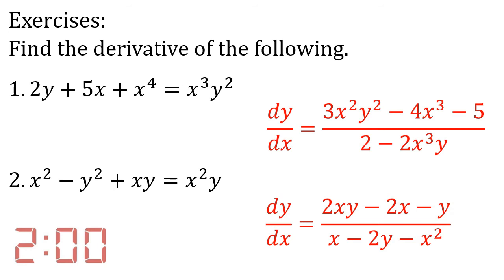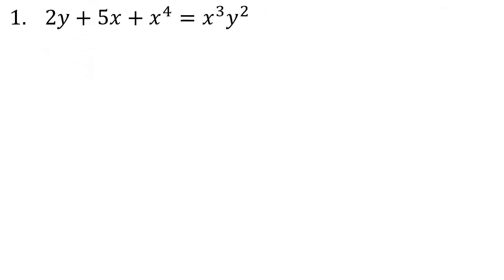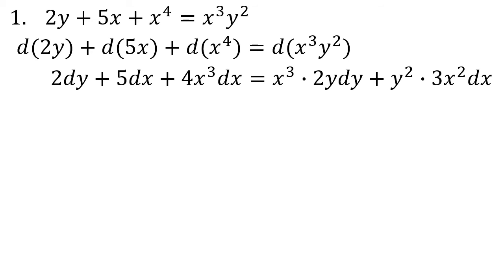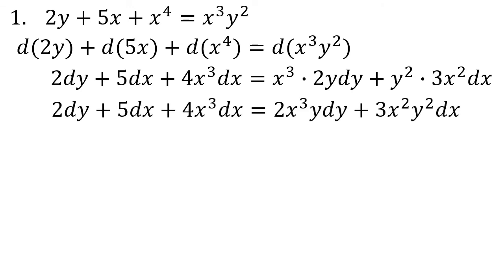So let us see if we have the same solution here. For number 1, 2y plus 5x plus x to the 4 equals x cubed y squared. Get the derivative of each term. So this will become 2dy plus 5dx plus 4x cubed dx equals x cubed times 2y dy plus y squared times 3x squared dx. Okay, so the right side of the equation will just be 2x cubed y dy plus 3x squared y squared dx.